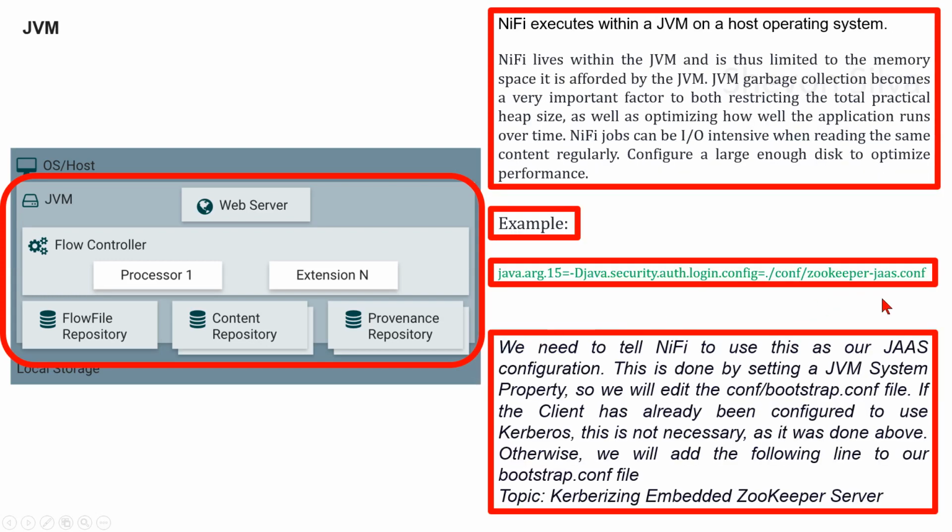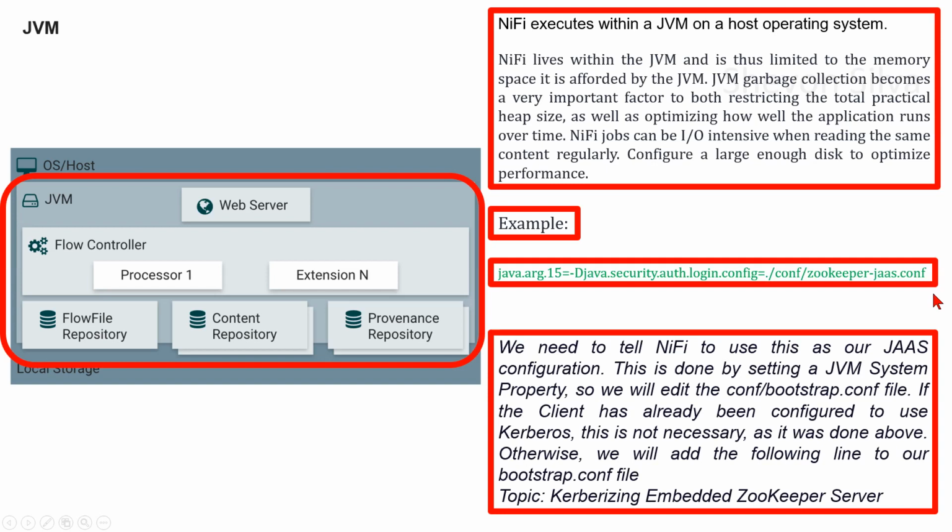As an example, we can consider this under Kerberizing embedded ZooKeeper server. java.arg.15 equals -Djava.security.auth.login.config=./conf/zookeeper-jaas.conf.